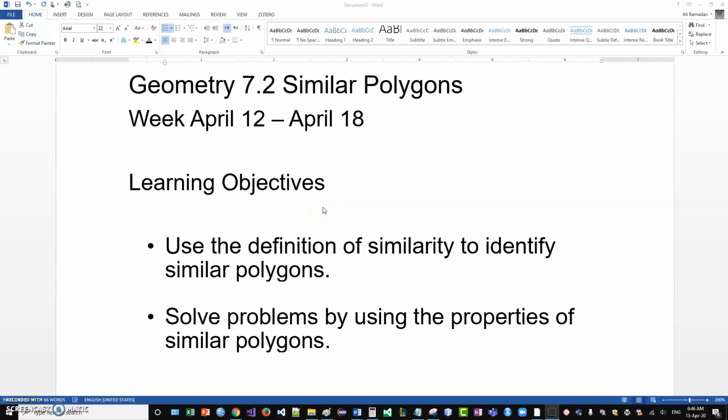Hello everybody, welcome back to lesson 7.2, similar polygons. Today our learning objectives: use the definition of similarity to identify similar polygons, and solve problems by using the properties of similar polygons.